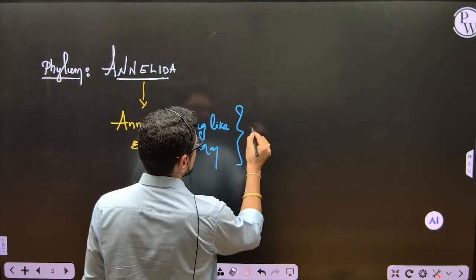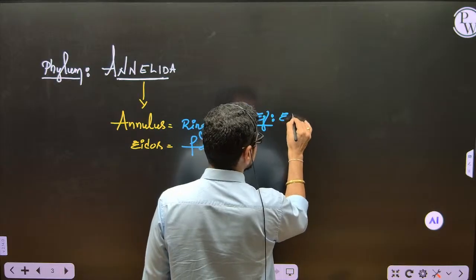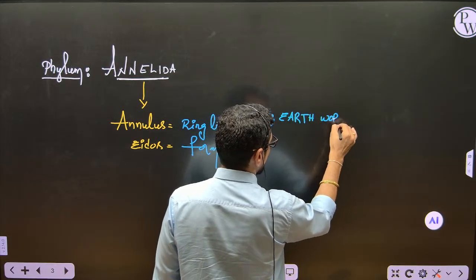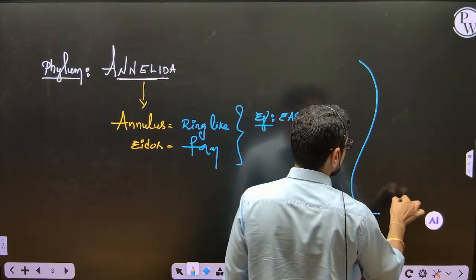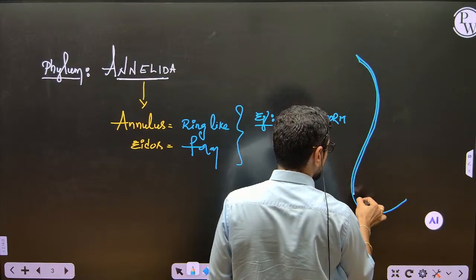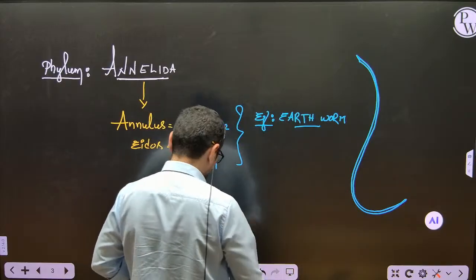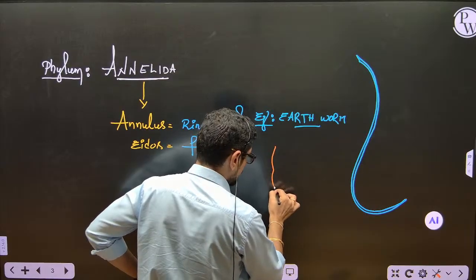So here the best example is the earthworm. We can call it an earthworm. So how will the earthworm appear? Earthworm is also a cylindrical animal. The body appears like this. Let me magnify the animal for you. I will show the animal. See, this is an earthworm like this.